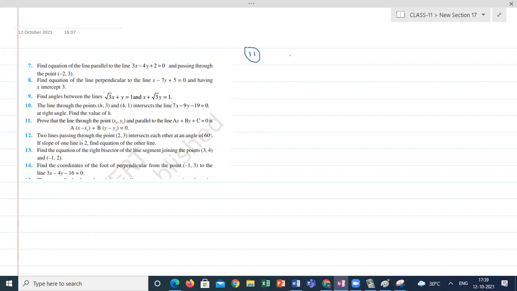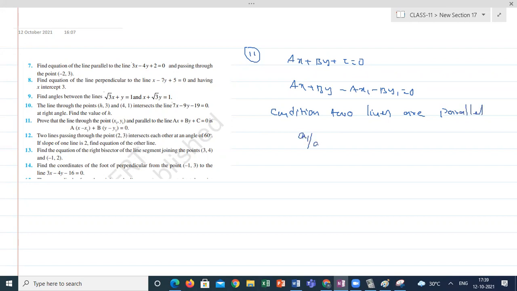The standard form of the first line is ax plus by plus c is equal to 0. The next one is ax plus by minus ax1 minus by1 is equal to 0. What is the condition for two lines to be parallel? It is the dependent lines concept from simultaneous equations. The condition is A1 by A2 must be equal to B1 by B2.